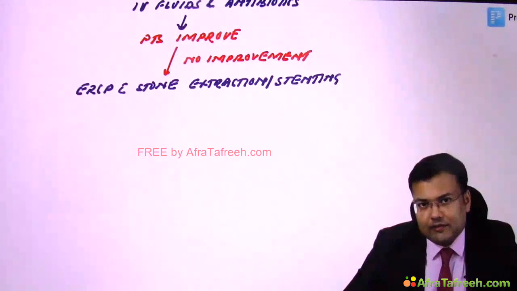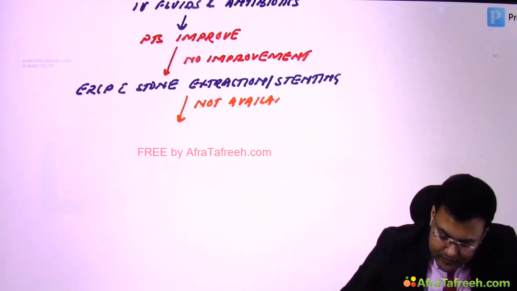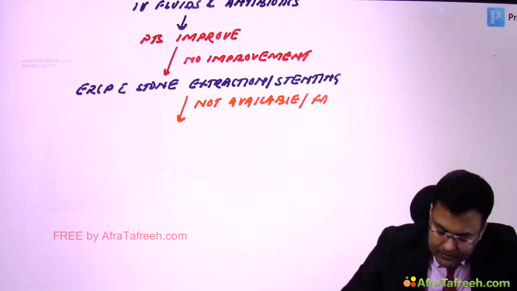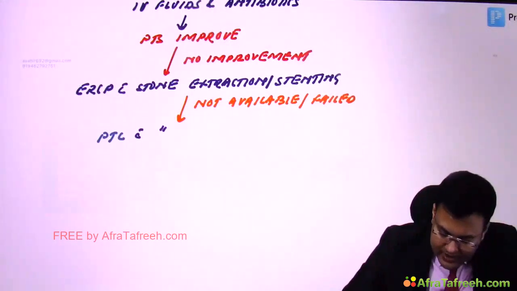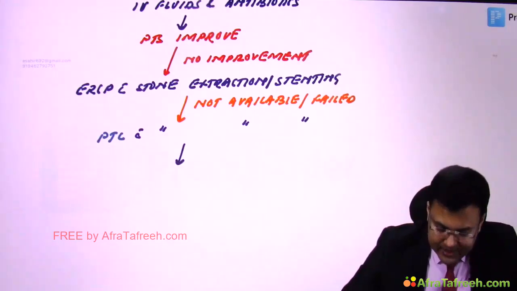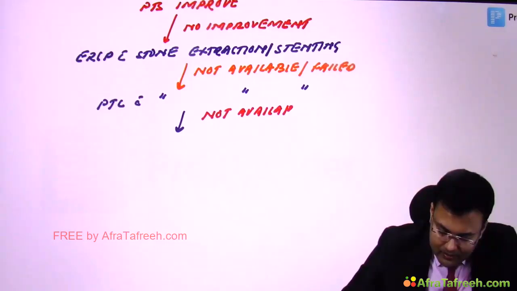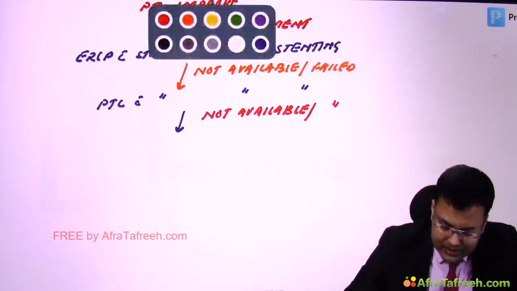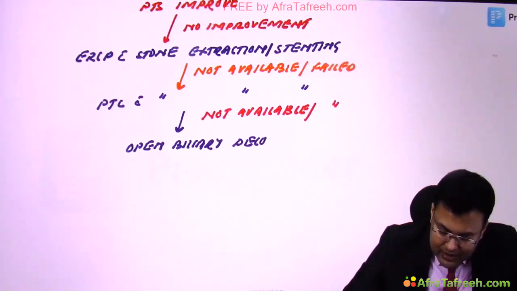Clear? If it's not available or failed, PTC. So if it's not available or failed, we can go for PTC with stone extraction or stenting. If PTC is also not available or failed, in that case we go for open biliary decompression, and this is very important, asked frequently in exam.